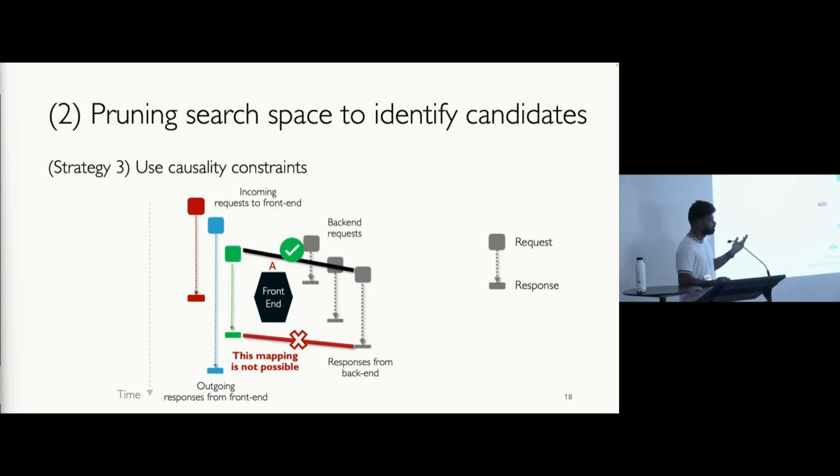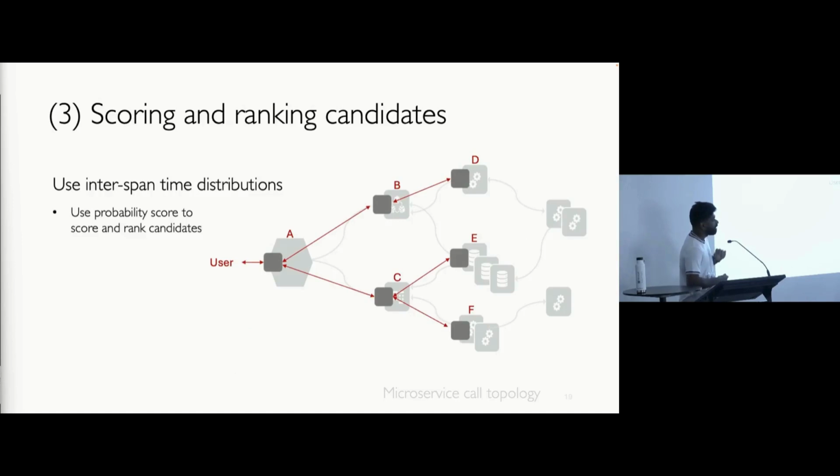All right. Once we have applied all of these constraints, and there are more, you need a way to score and rank these candidates. What we use is something called interspan time distributions. Let's say you have a user talking to A, and A issues a request to B in order to service it. We create a distribution that stands for the expected amount of time the service waits before it invokes the backend request. We do this for all the other pairs of endpoints that our application interfaces with, and we use those distributions to get probability scores for each of the candidates.